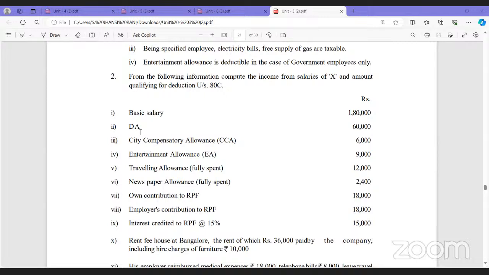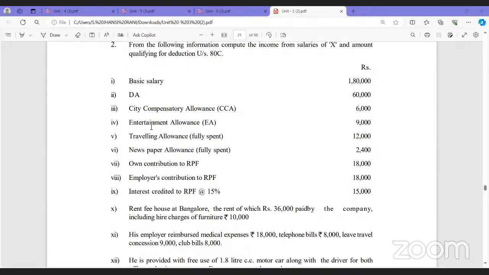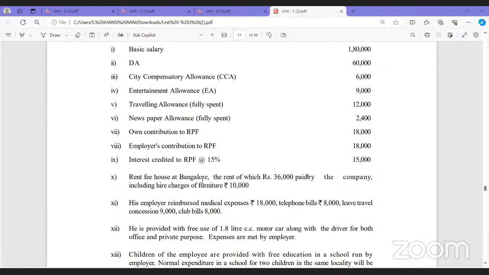For 80C it is. So they're asking us to calculate income from salary. They have given basic salary, DA, city compensatory allowance, entertainment allowance, traveling allowance fully spent, newspaper allowance fully spent, own contribution to RPF, employer's contribution to RPF, interest credited to RPF, rent-free house at Bangalore, meaning it's a rent-free accommodation. The rent of which, 36,000, is paid by the company, meaning whenever it is mentioned, the accommodation is not owned by the employer, including hire charges of furniture, 10,000.